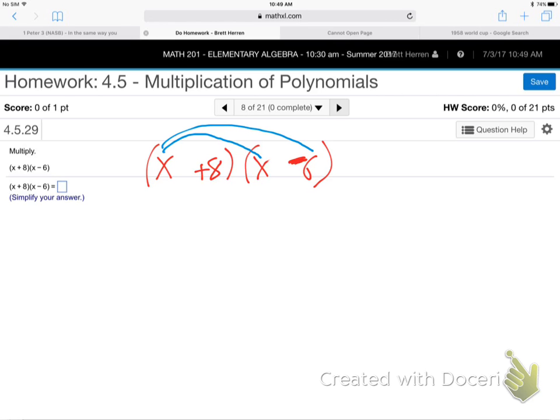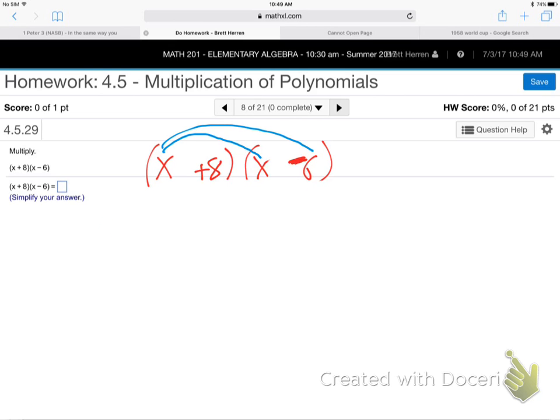And then when he's done, the plus 8 is going to have his turn. Does that make sense? They take turns distributing. So first, the x is going to go to both terms in the other parenthesis, and then the plus 8 is going to go to both terms in the other parenthesis. So it's double distribution, if you will.